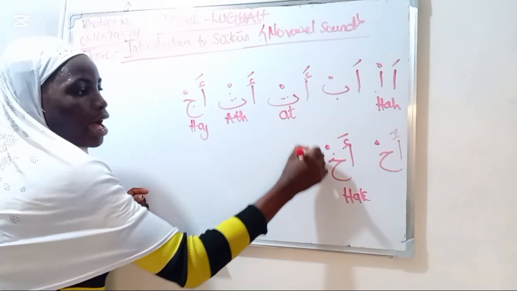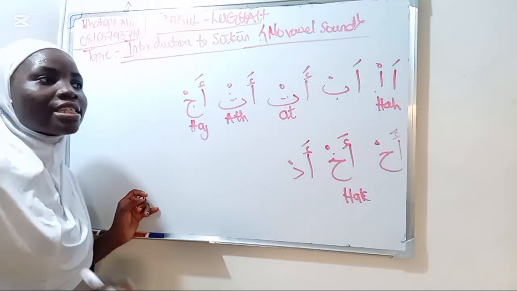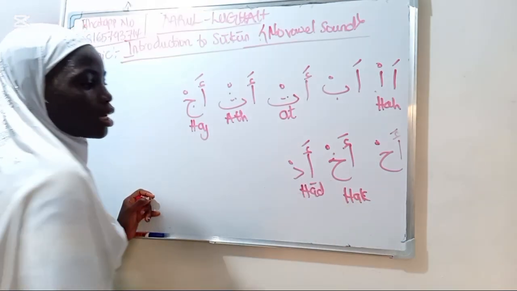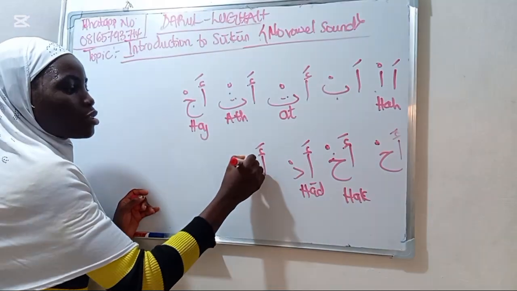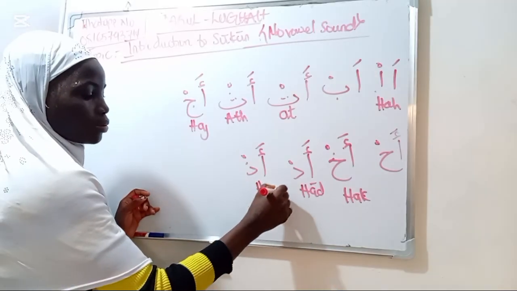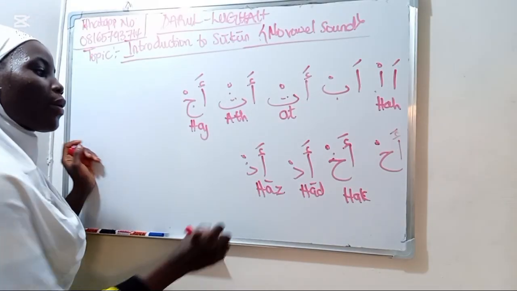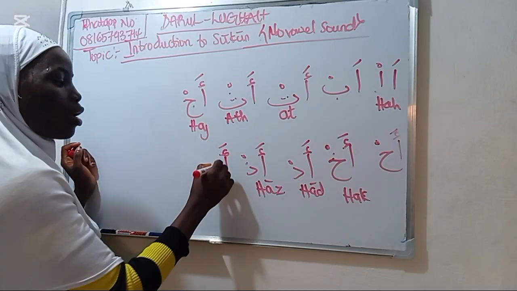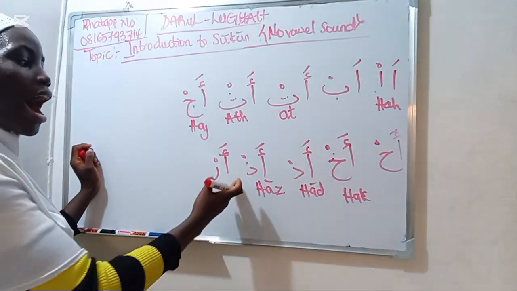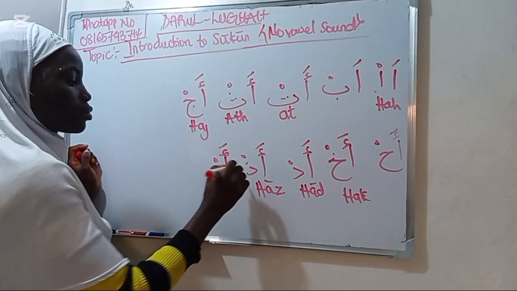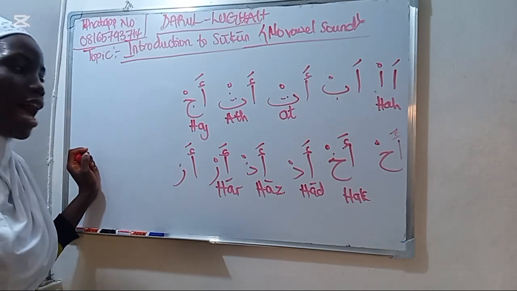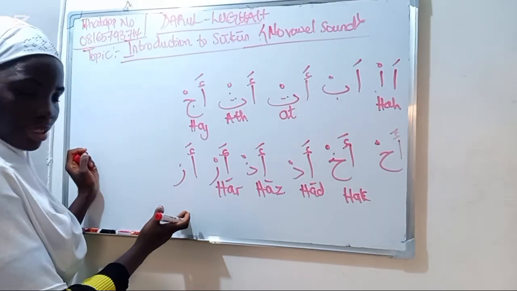Now alif fatha a, dal sukun, that's how it sounds, that's ad. Now we have alif fatha a, zal sukun, ab, because zal has a sound. Now we have alif fatha a, ra sukun, letter ra sound. So pronouncing that a and r together, that's ar. Alif fatha a, zain sukun, as. The difference between ab and as.